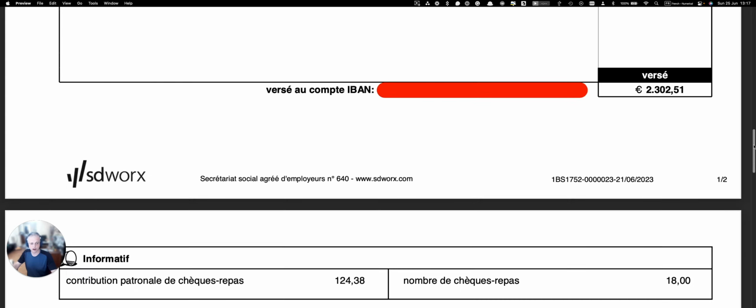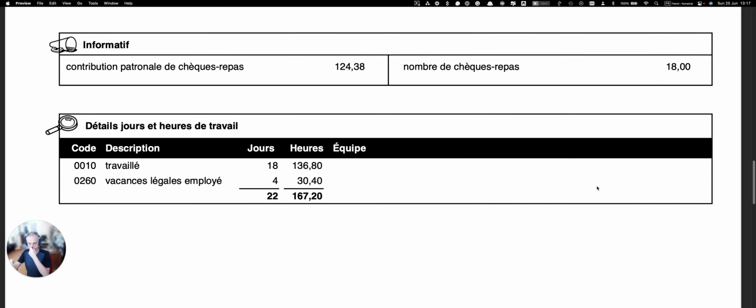Now if you go to the second page, this is more for information. It doesn't really impact your net salary. But you can see here the employer's contribution to your meal vouchers. As I said, your personal contribution is 1.09, and depending on the face value of the meal voucher, it can go up to 8 euros. So in this case, it's actually 8 euros.